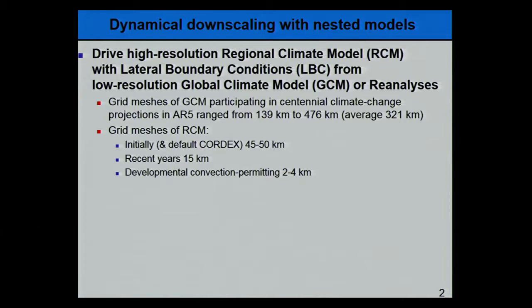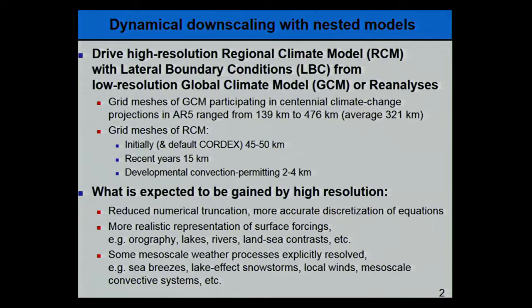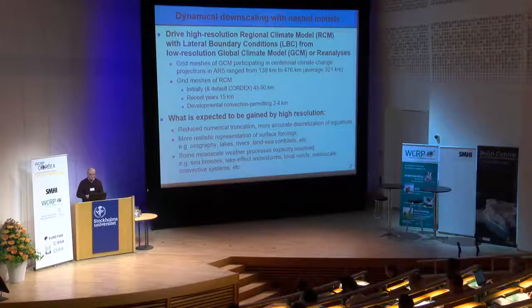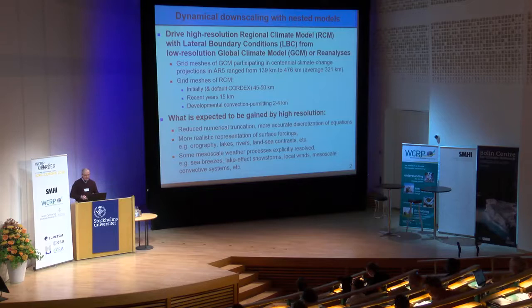So what do we expect to gain from high resolution? Well, from a numerical point of view, it's reduced numerical truncation, because we don't solve the exact equations but the discrete form of them. This gives, hopefully, more accurate approximations of the equations. There is also a more realistic representation of surface forcings like orography, lakes, rivers, and land-sea contrasts, some of which are on a scale too small for a coarse model to see. And there are some mesoscale weather processes which are explicitly resolved, like sea breezes, lake-effect snowstorms, and local winds, which would be impossible with coarser meshes.